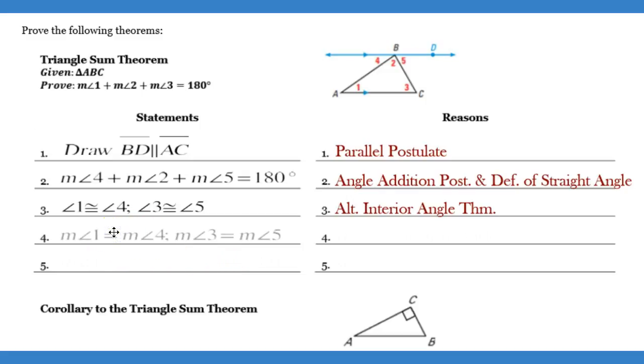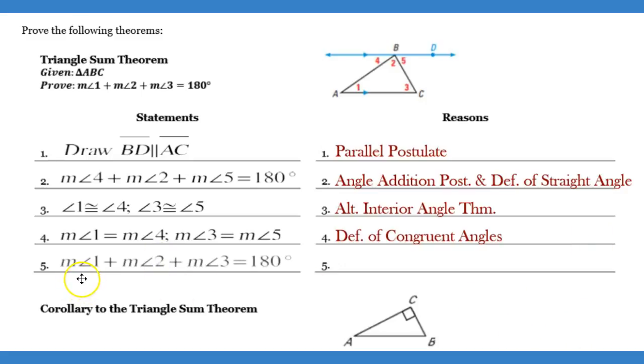Now, we talked a little bit about the difference between congruent and equal. And if my angles are congruent, that means my measures are equal because of the definition of congruent angles. And if my measures are equal, then that means I can substitute angle 1 where I had angle 4.